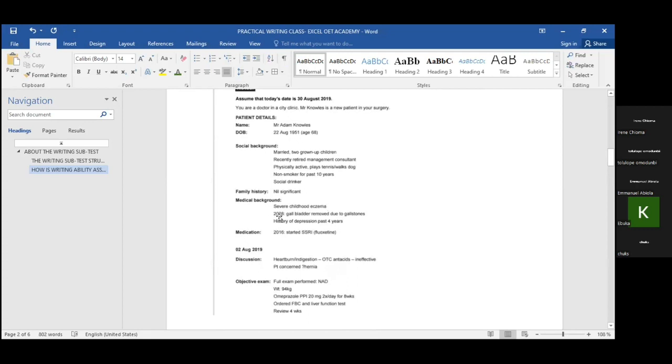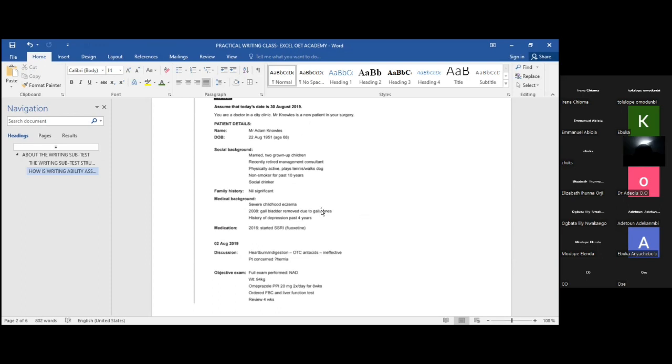Now come again: 2008, gallbladder removed due to gallstones. Do you think it's important? It is, sir. Who said yes? Manuel. Why do you say yes, please? Because it's part of the GI tract. Exactly, fantastic. So it's a GI symptom. No matter how you want to look at it, gallstones is in the abdomen. So whether or not it relates to pancreatitis, put it there.